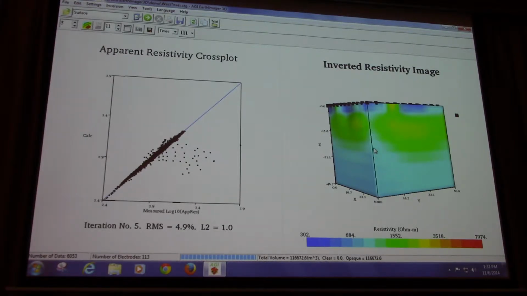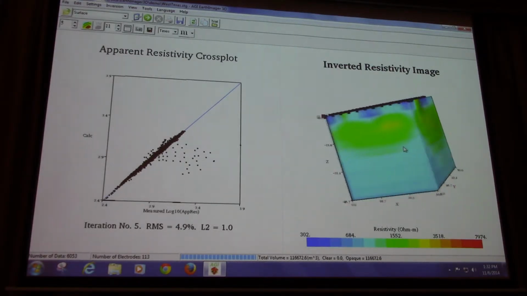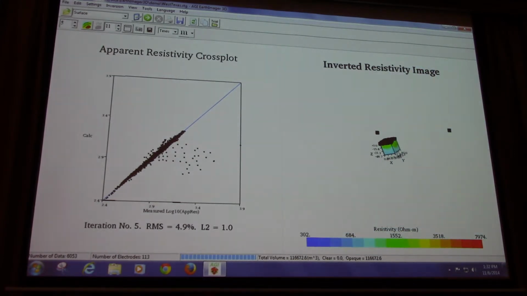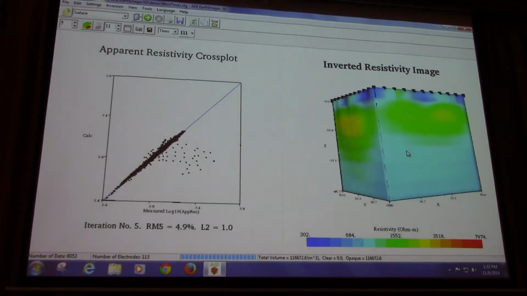So how do we look at a 3D? Do you see this electrode all the way out there? That's because it's a pole-pole survey. They actually put one of the transmitter electrodes way out here and one of the receiver electrodes way over here. But you see, you get a very deep measurement, but it gets very low resolution here.